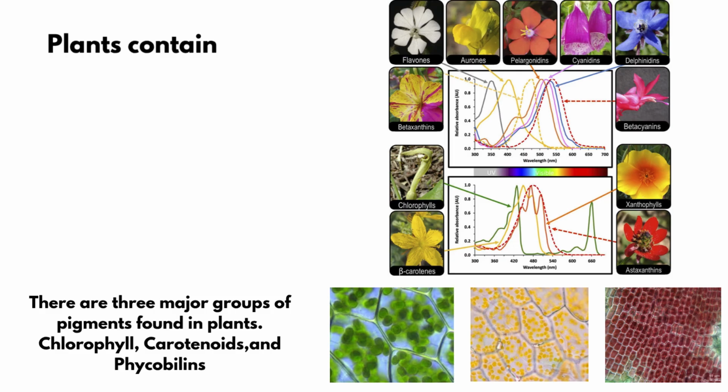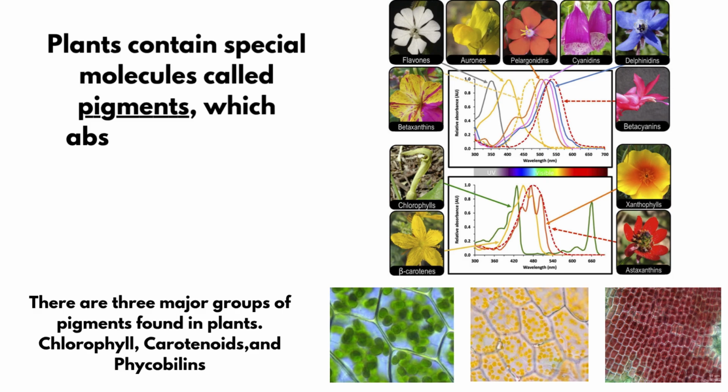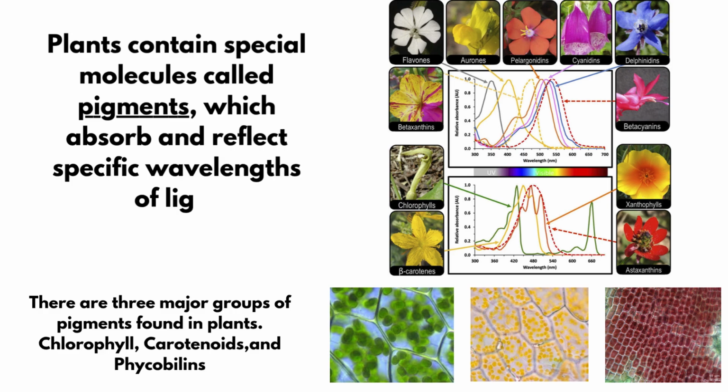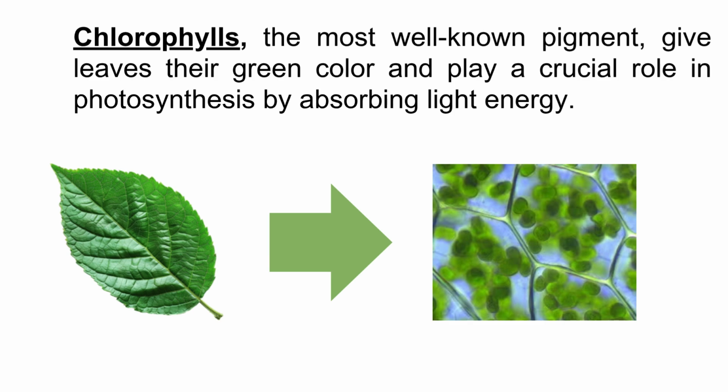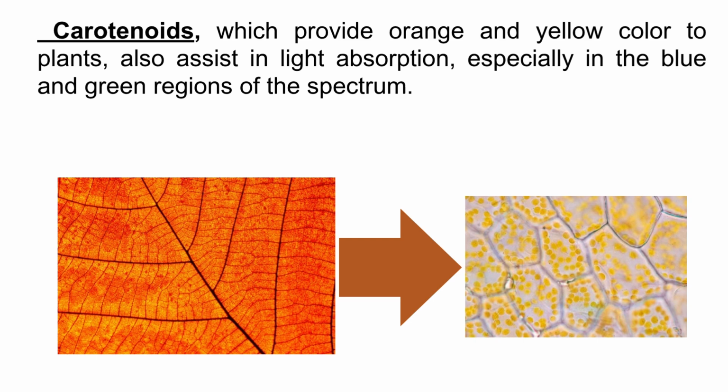Plants contain special molecules called pigments, which absorb and reflect specific wavelengths of light. The three major pigment groups found in plants are chlorophyll. This pigment gives leaves their green color and plays a crucial role in absorbing light energy for photosynthesis. Carotenoids. These pigments provide orange and yellow color and assist in light absorption, especially in the blue and green regions of the spectrum.